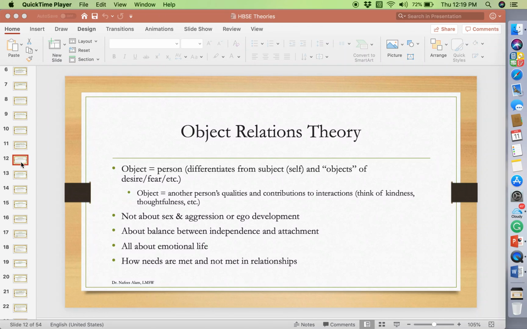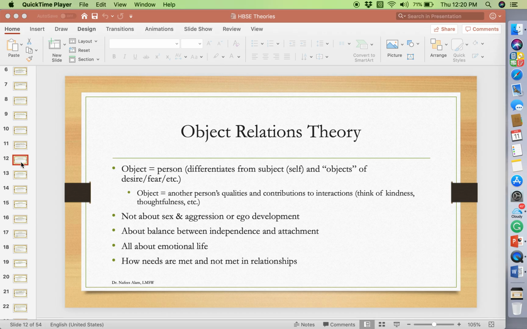Object relations theory sees the object as a person that differentiates from the subject, being the self, and objects of desire, fear, etc. The object essentially is another person's qualities and contributions to interactions. So you can think of kindness, thoughtfulness, etc. as examples. Object relations theory is not about sex and aggression or ego development.